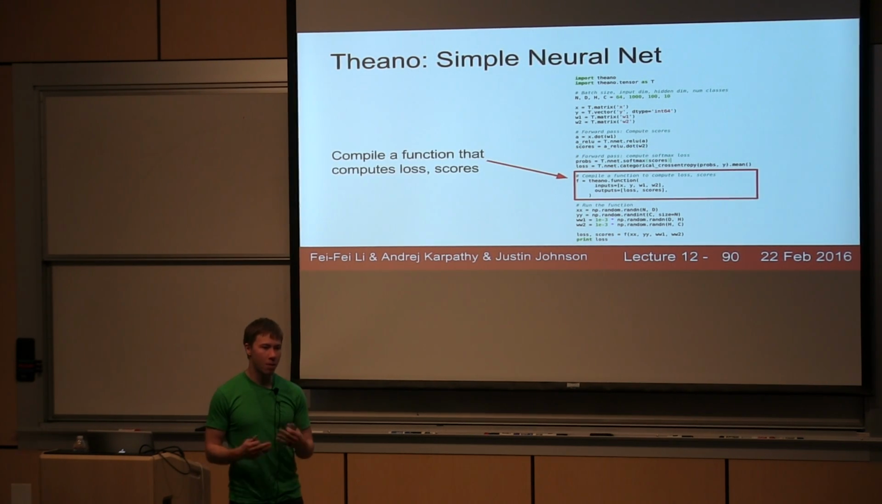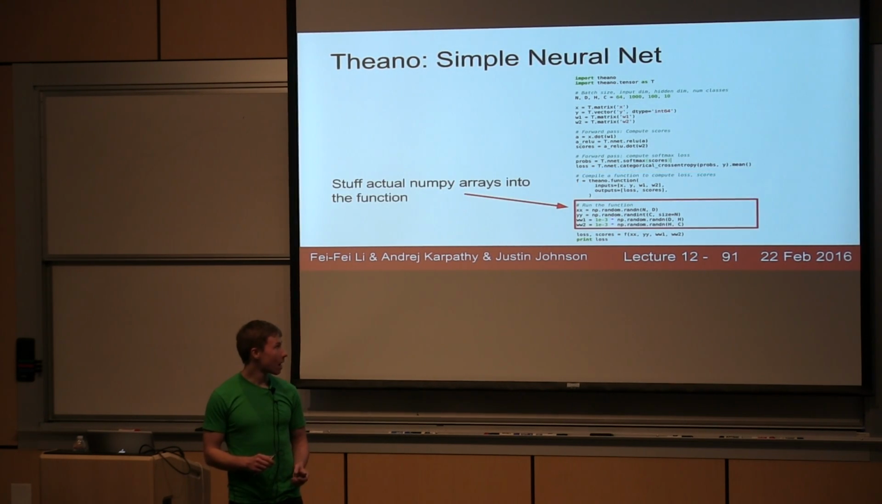So then we can just compile this function. Our function is going to take our data, our labels, and our two weight matrices as inputs. And as outputs, it'll return the loss as a scalar and our classification scores as a vector. And now we can run this thing on real data, just like we saw on the previous slide, where we can instantiate some actual NumPy arrays and then pass them into the function.